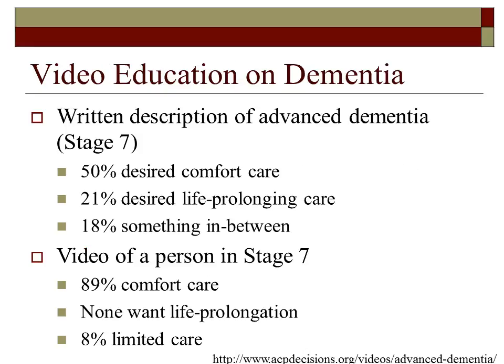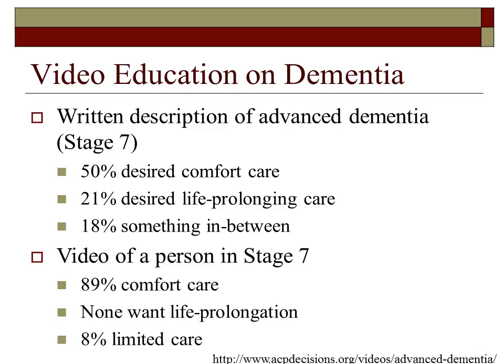This was an interesting study by Angelo Volandes at ACP Decisions, which I encourage you to go to that website and to look at their videos. It's just an amazing group of work. But he gave a written description of stage 7 advanced dementia and asked people, what would you want of the 3 levels that we use in POLST forms under Section B? Would you want to have comfort care? Would you want limited additional interventions? Or would you want life-prolonging care? And you can see that about 21% said they wanted life-prolonging care.